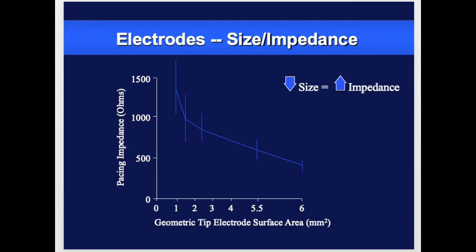As the geometric surface area decreases, the impedance at the electrode tip increases, as shown in the graph. You can see in this graph, as the size of the electrode is decreased from 6 millimeter square to 1, the impedance is gradually increased and reaches 1500 at a size of 1 millimeter square.